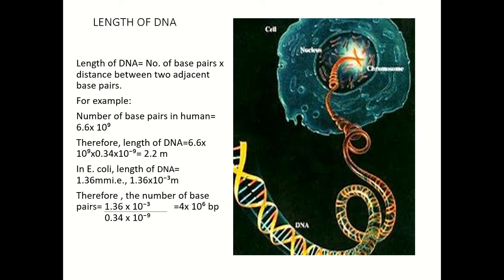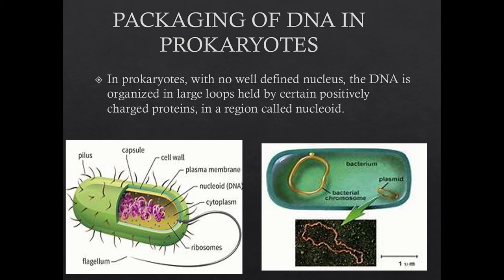Now in E. coli, the length of DNA equals 1.36 millimeter, that is 1.36 into 10 raised to the power minus 3 meter. Therefore, the number of base pairs equals 1.36 into 10 raised to the power minus 3 divided by 0.34 into 10 raised to the power minus 9. It gives about 4 multiplied by 10 raised to the power 6 base pairs. So this is the length of DNA.